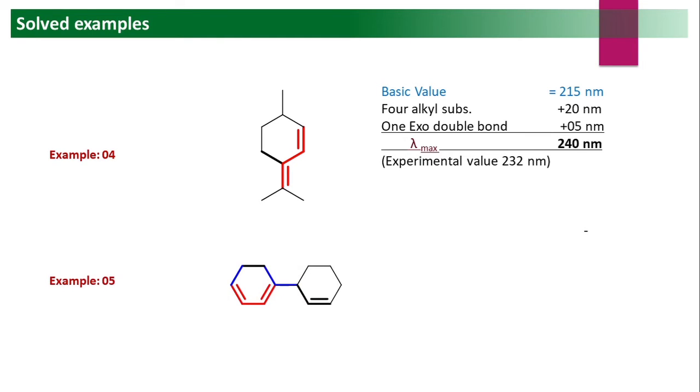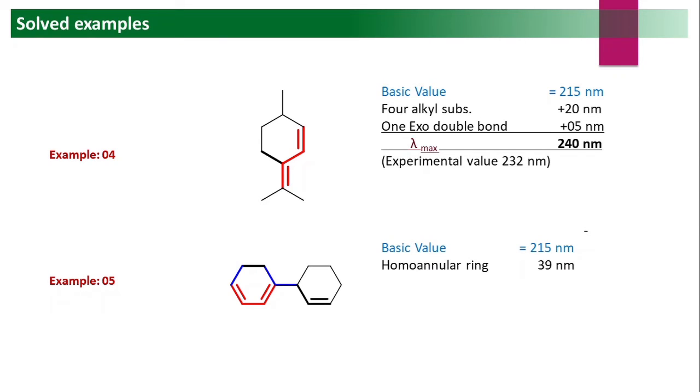Now this is the molecule. Now this is our system. This is a diene system. So base value is 215 nanometer. That is diene. Now this diene is a homoannular diene. Both the double bonds are present in the one ring. So we have to add the 39. So for one homoannular ring, we have to add the 39.